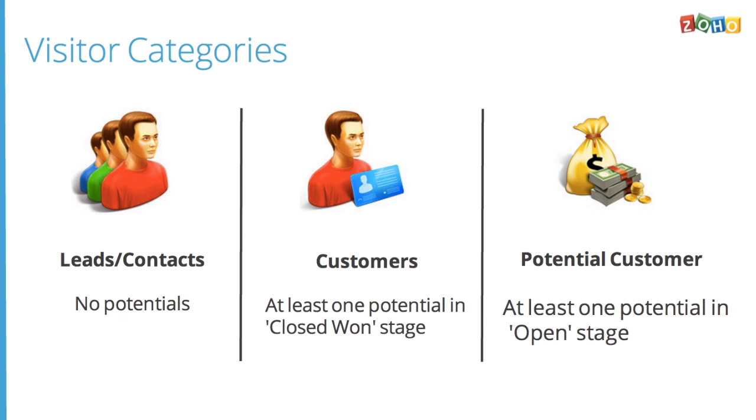Then a customer is the person who's bought your product or service in the past, and they have at least one potential that is in the closed won stage in your CRM. And then a potential customer is someone who has been qualified from the lead stage and has expressed an interest in your product or service. So this person has at least one open potential that your sales team is working hard to close on.